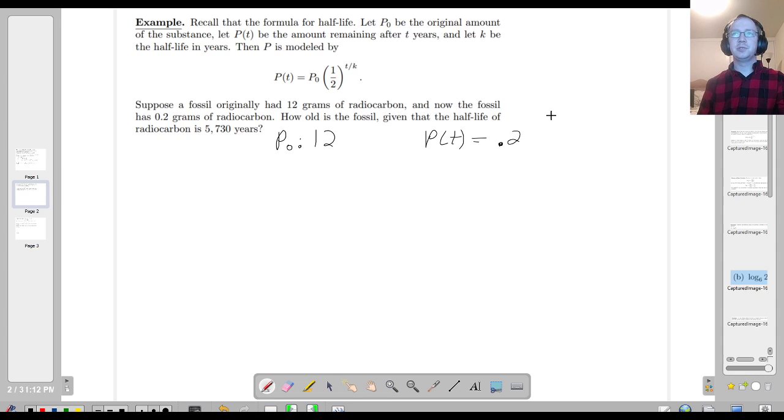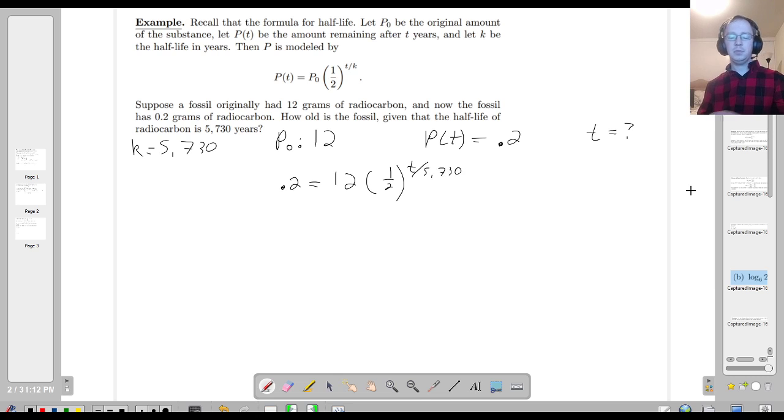They ask how old the fossil is, so I'm trying to find T. And they tell me that K, the half-life, is 5,730 years. So let's plug everything into that equation. P of T equals P0 times 1/2 raised to the T over K. I can tell that this is an exponential equation because my variable is trapped up in this exponent.